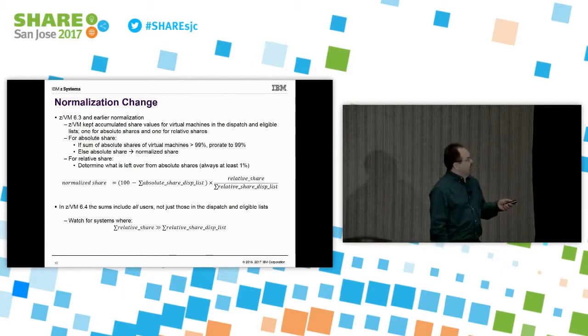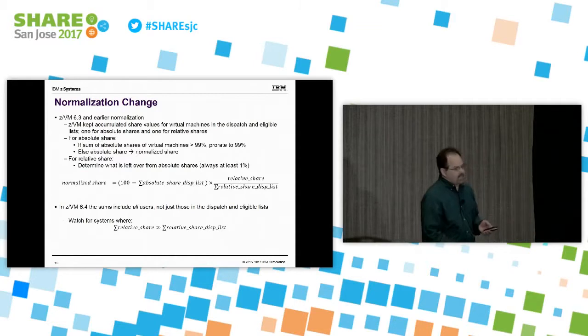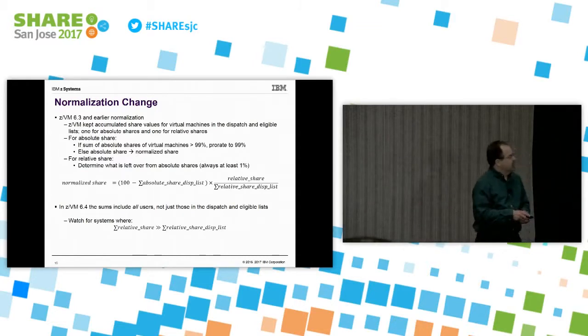The relative shares, after the absolute shares are distributed, were normalized based on the virtual machines that were in the dispatch and eligible lists. It says DIS, but it's dispatch ineligible. It's just to make it readable, we shorten the name.